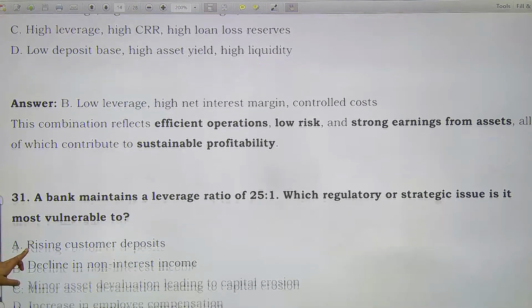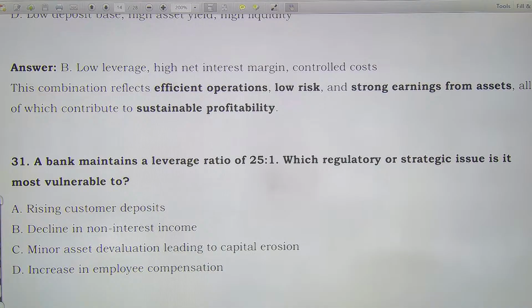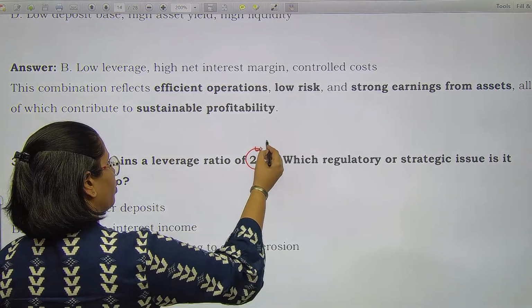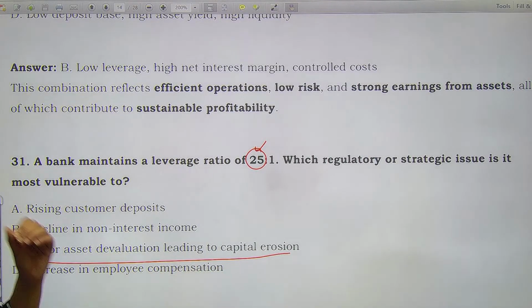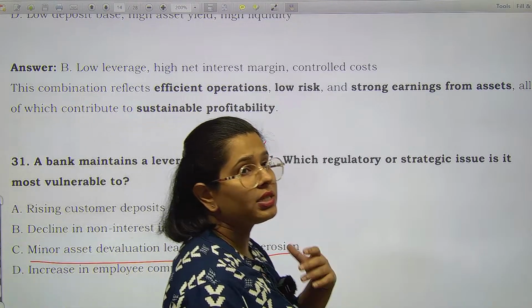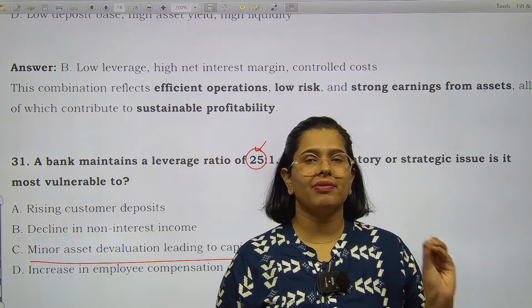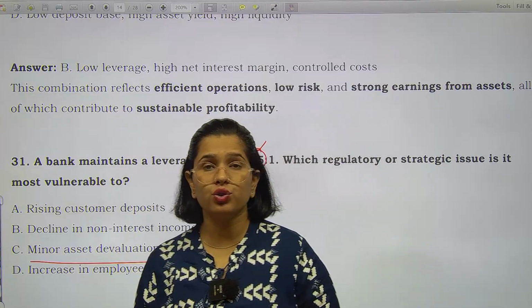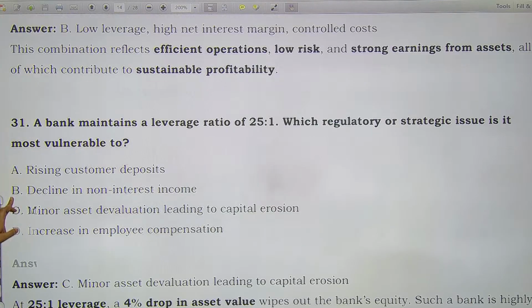Next is a bank maintains a leverage ratio of 25:1. Which regulatory or strategic issue is it most vulnerable to? See, you have so much debt capital with you that even if there is a minor asset value devaluation, it would lead to capital erosion because debt you anyway need to pay. But the equity amount that you have invested in the business is going to be reduced very fast, right? So that is the most vulnerable thing to do.